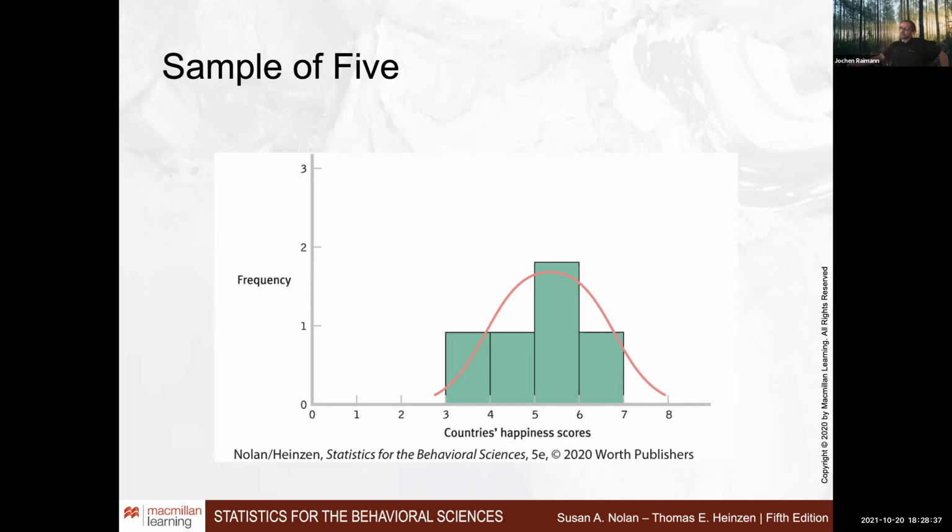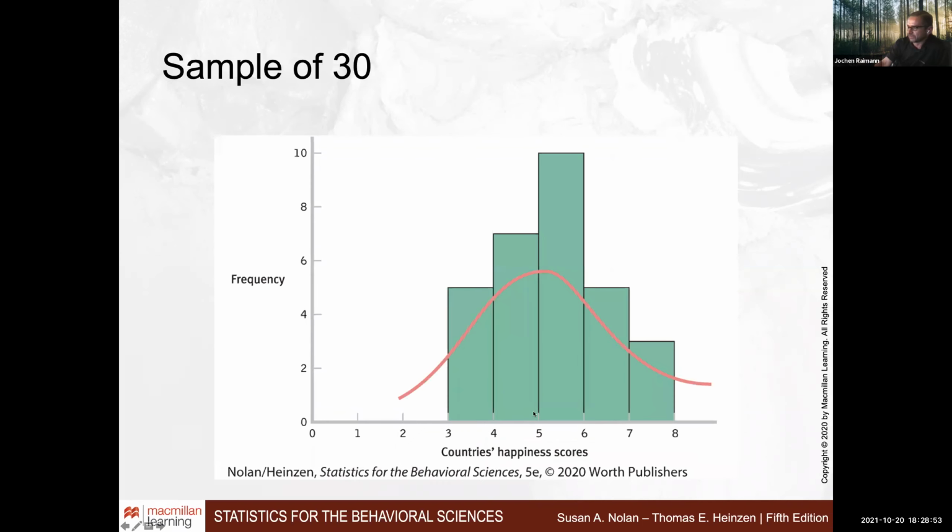So we're seeing here a sample of, this is a histogram, right? So we have 1, 2, 3, 4, 5. So we have 5 countries. It's a sample of 5. It doesn't really look like a normal distribution. They have basically shown here the perfect example of a normal distribution on top. Also, they're overlaying the bins.